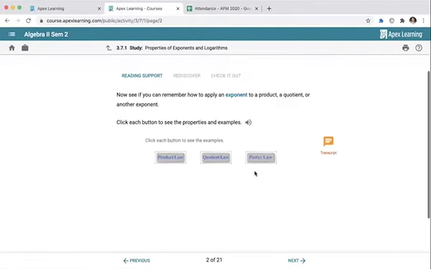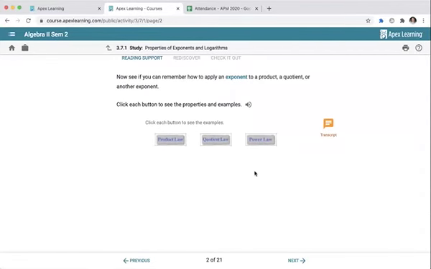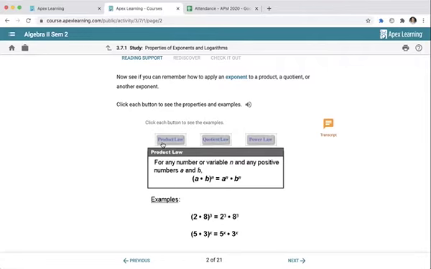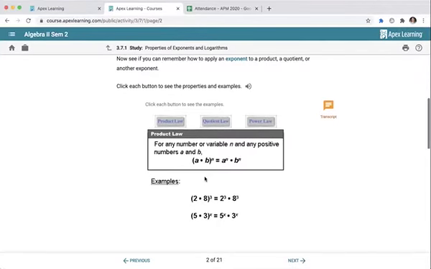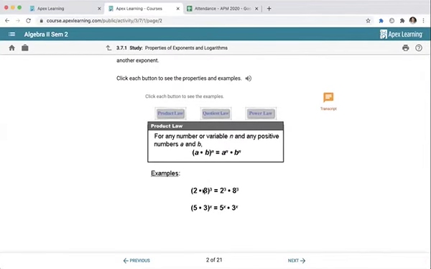Now what we can do here is our product law, quotient law, and our power law. When we're looking at our product law, what that means is if I have two quantities, both in parentheses, being multiplied together, and I have an exponent on the outside, I'm going to distribute that exponent to both of them. So 2 times 8 to the power of 3 is like saying 2 to the power of 3 times 8 to the power of 3.